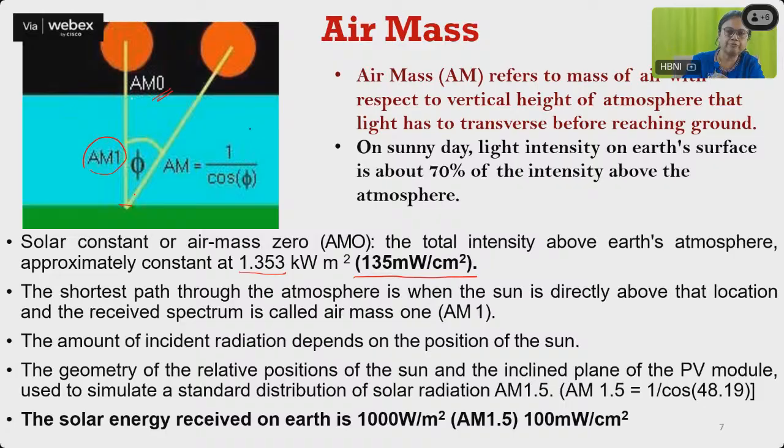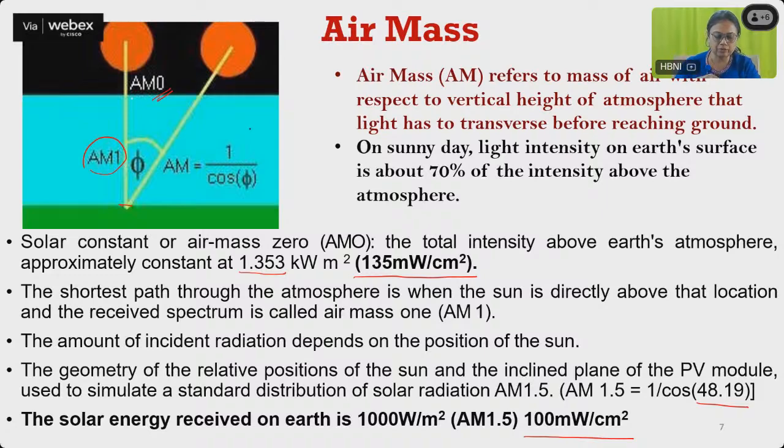But generally, at a given time there can be some direction. So this phi, if phi is around 48 degree or 50 degree, it is called air mass 1.5. So at air mass 1.5, this 135 milliwatt per centimeter square decreases to 100 milliwatt per centimeter square.